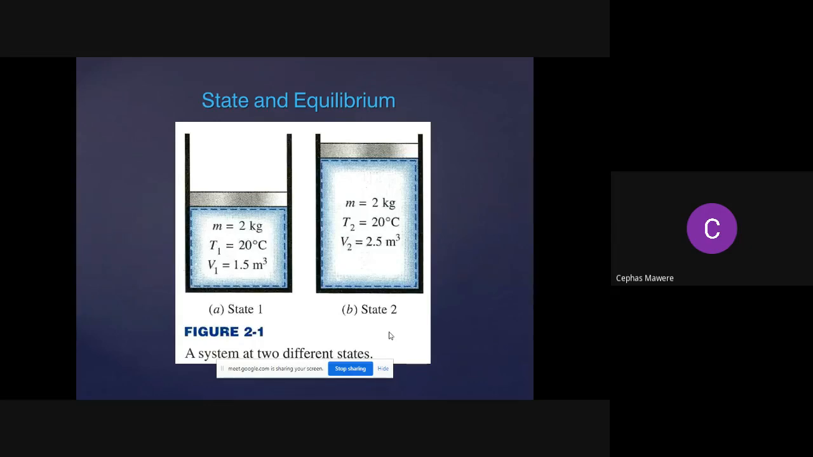In this case, we see a system at two different states, state 1 and state 2. You can note the difference is mainly in the area of volume. The volume in the first state is different from the volume in the second state. What has happened? We need to look at it from the point of equilibrium and non-equilibrium factors.